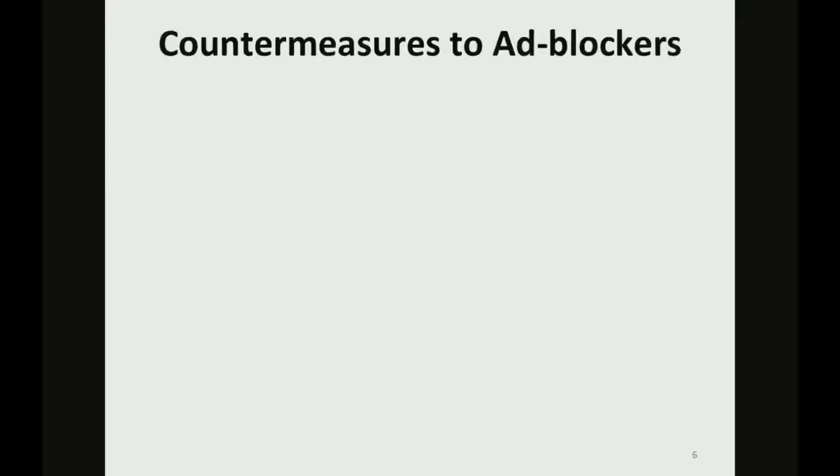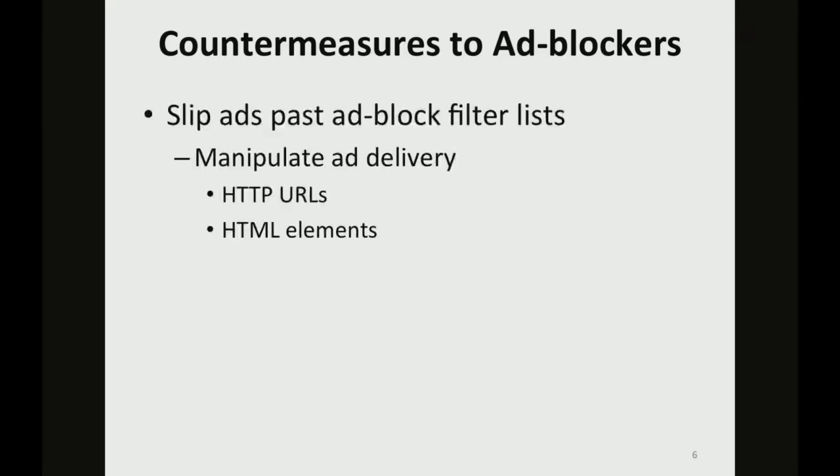So obviously, the online advertising industry and many publishers do not like ad blockers. So they try to come up with ways to defeat ad blockers. One of the countermeasures is to manipulate their ad delivery to slip ads past ad blockers. For example, they can manipulate the URLs from which these ads are served, or they can manipulate HTML element properties to defeat the regular expressions.